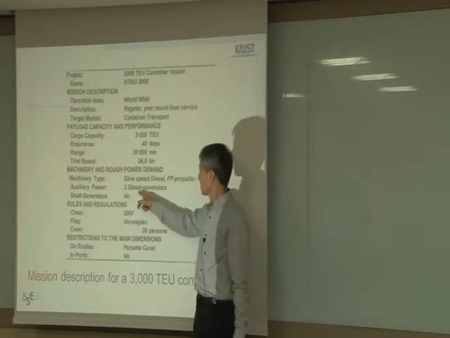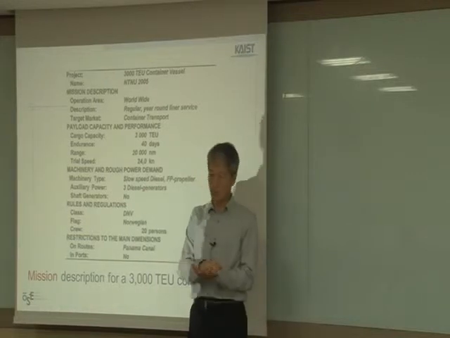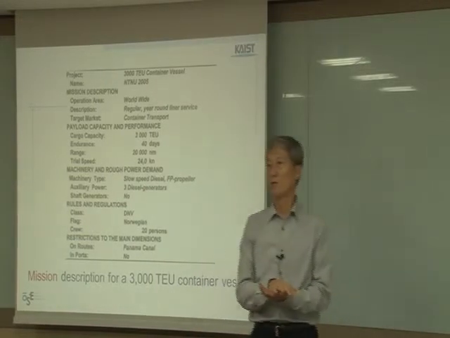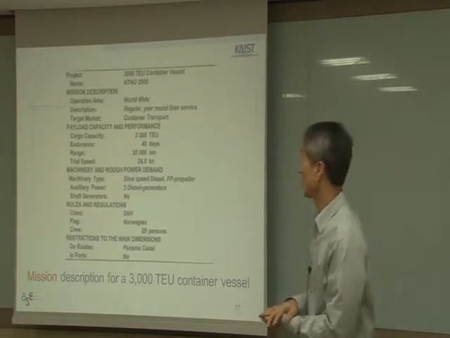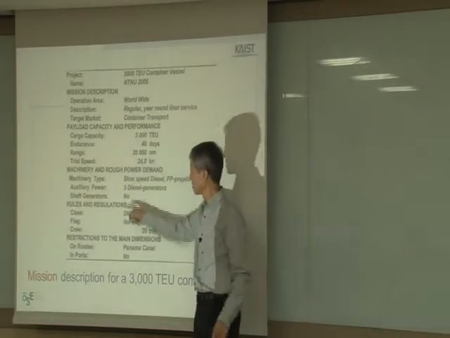Auxiliary power is for a small engine, still an engine but smaller, with small power for electricity generation. Shaft generator, there is no shaft generator.